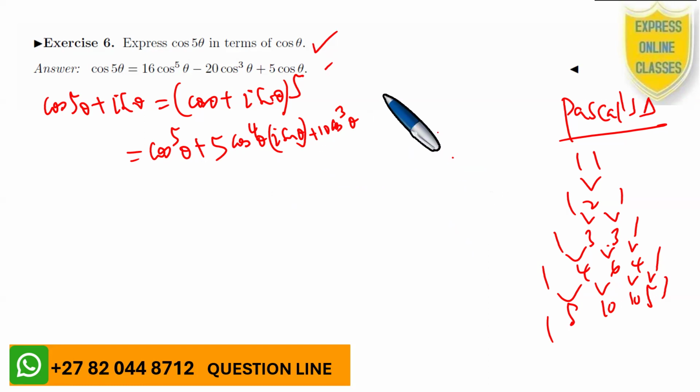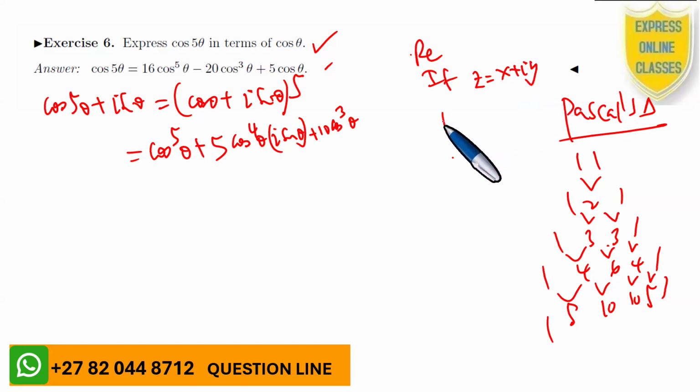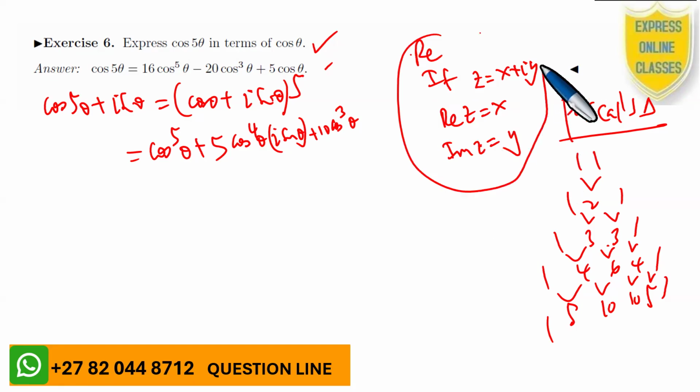Yeah, it stands for the real part. So if you see R like this, it stands for the real part. If z is x plus iy, then the real part of z is x, and the imaginary part of z is y. Something that you take note of there. So let us practice together.